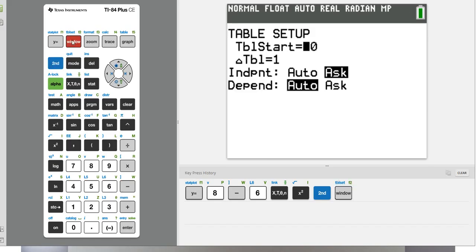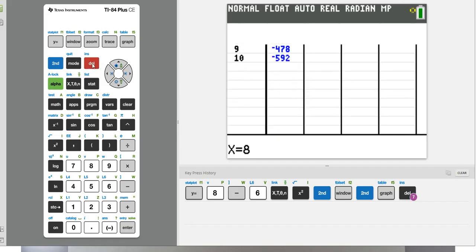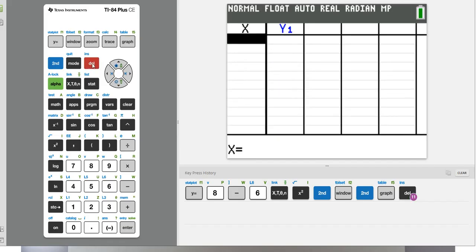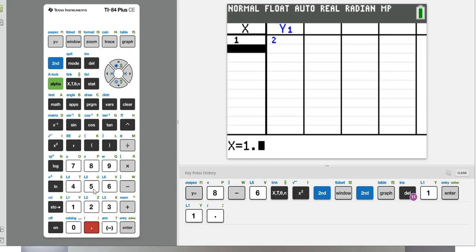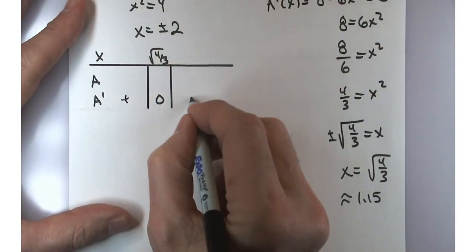Let's double check our window settings. You want independent set to ask, dependent set to auto. That way when you go to your table function, you can type in whatever values of x you want. Now I've got some old values there, so I'll delete those. And I'm going to type in values of 1 and 1.5. What information am I getting out of this that I need? Positive and negative? Yep, positive and negative. That's really all that I need here. This one's positive, this one's negative.